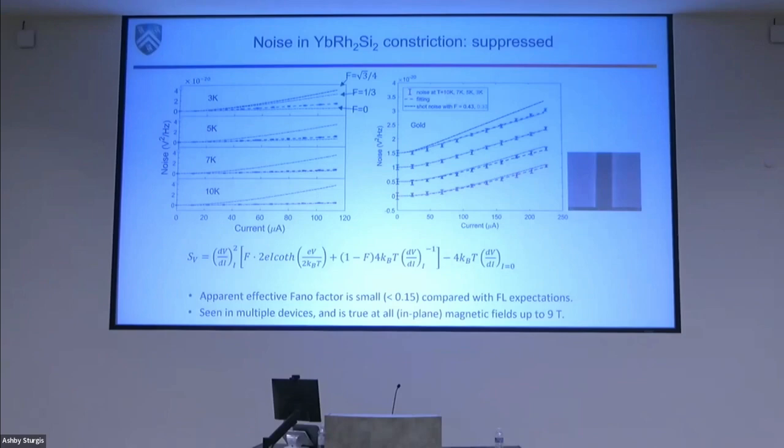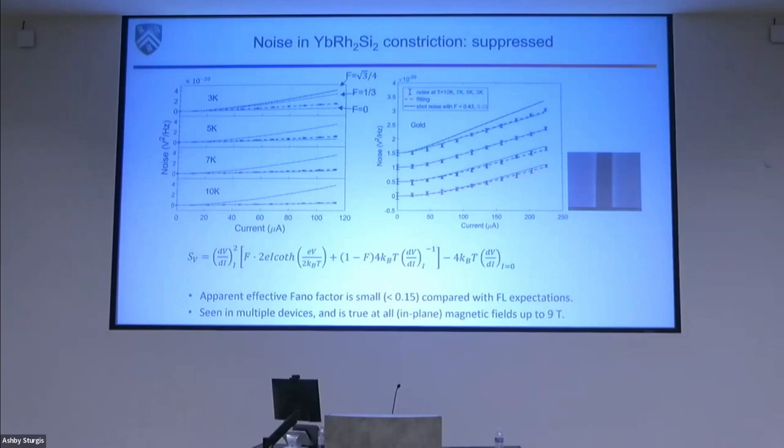So we have four different temperature data. Let's look at the 3K. The colorful one is our data. Here, we have this formula. We define the Fano factor as the excess noise over 2eI, which means that when F equals 1, we will have eI over 2kBT. If F equals 0, you will go back to the 4kBT dV/dI, which is the thermal noise. And we can see that.